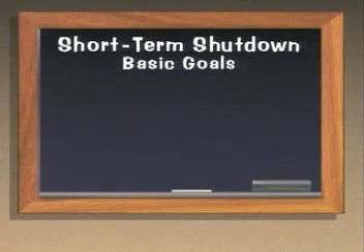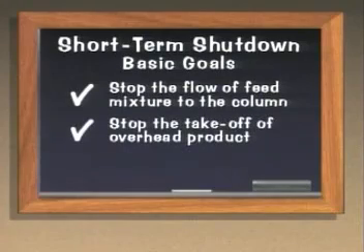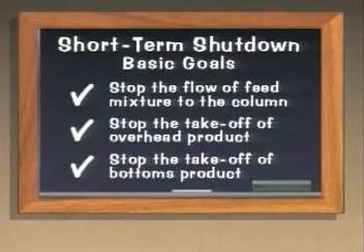Draining the system enables personnel to perform maintenance without coming into contact with processed liquids. It also prevents liquid in the system from freezing and damaging equipment in cold weather. And it prevents the liquid from depositing a residue in the piping that will need to be removed before the system is restarted. The basic goals of a short-term shutdown are to stop the flow of feed mixture to the column, stop the takeoff of overhead product, and stop the takeoff of bottoms product.